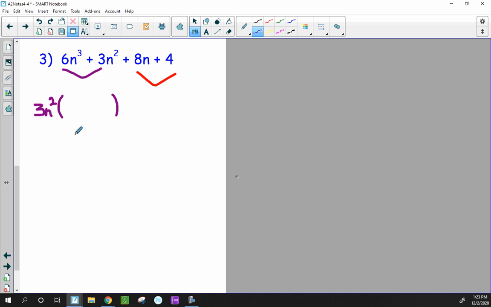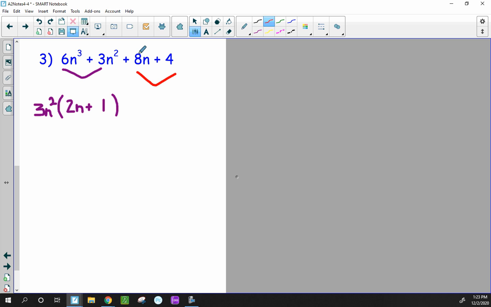Okay, we're doing another GCF. 3n squared times something is 6n to the third. 3 times 2 is 6. N squared times n to the first is n to the third. Next, 3n squared times something is positive 3n squared. And so I need to drop down my plus sign, and I've got to put that 1 there again because 1 times 3n squared is itself. I have to have a placeholder.